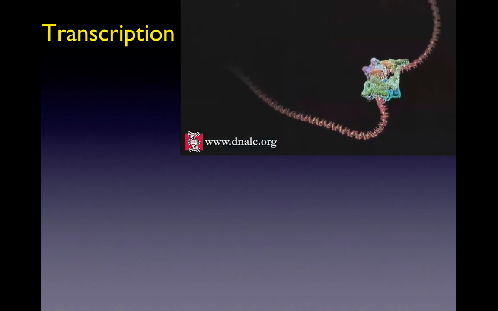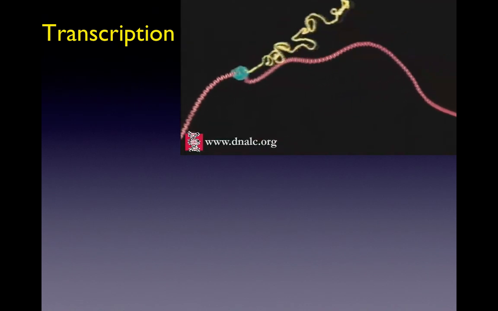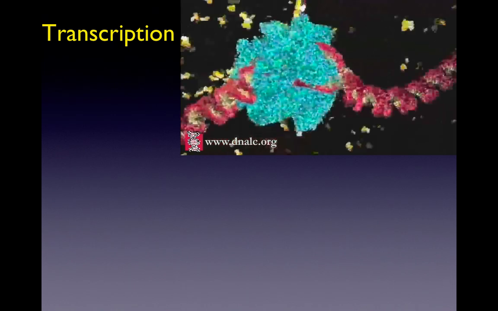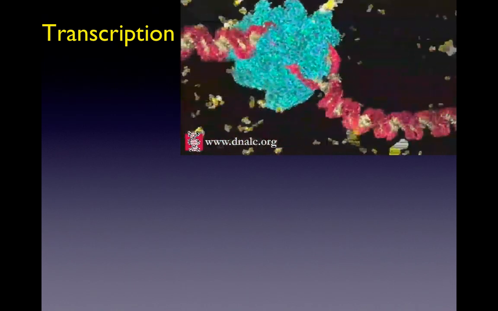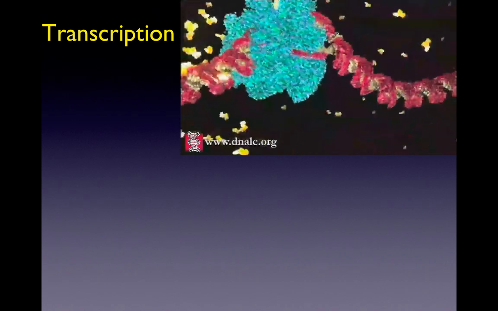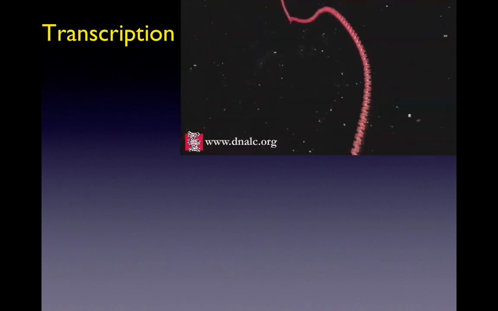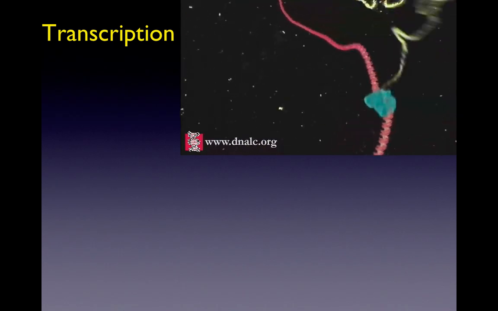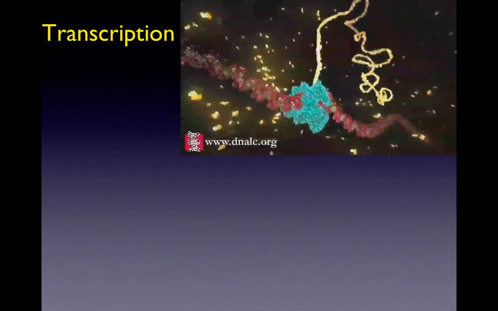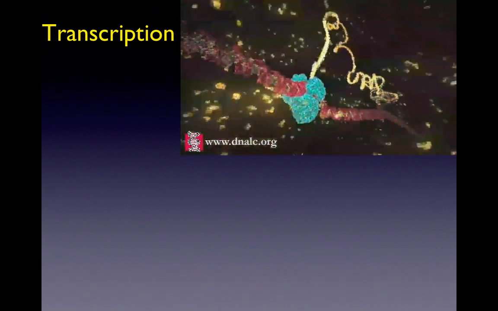Everything is ready to roll. 3, 2, 1, go. The blue molecule racing along the DNA is reading the gene. It's unzipping the double helix and copying one of the two strands. The yellow chain snaking out of the top is a copy of the genetic message, and it's made of a close chemical cousin of DNA called RNA.